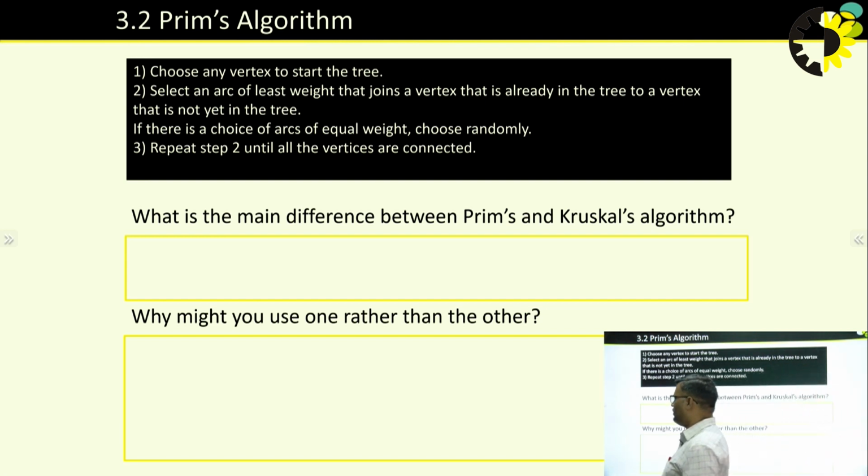Next topic, Prim's algorithm. Prim's algorithm provides a similar result in a similar way, but something is different, because in the Kruskal algorithm we work on the arcs or edges, but here we will work on the vertices.